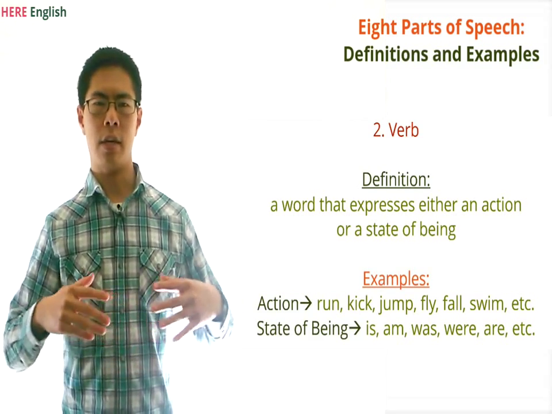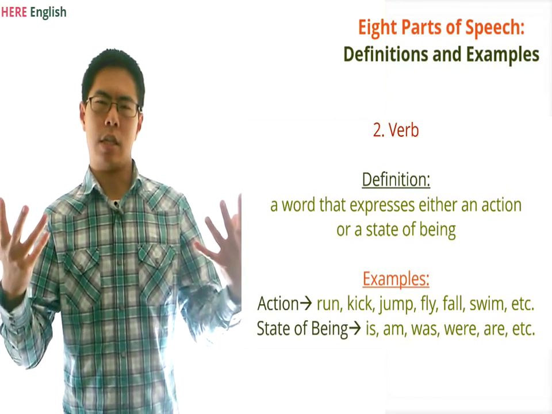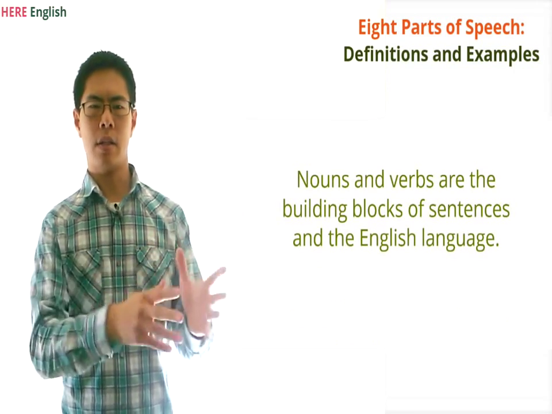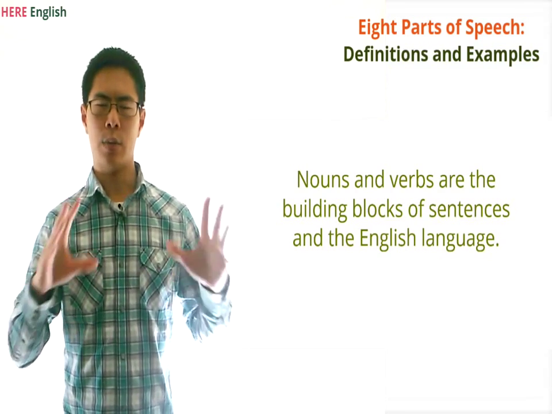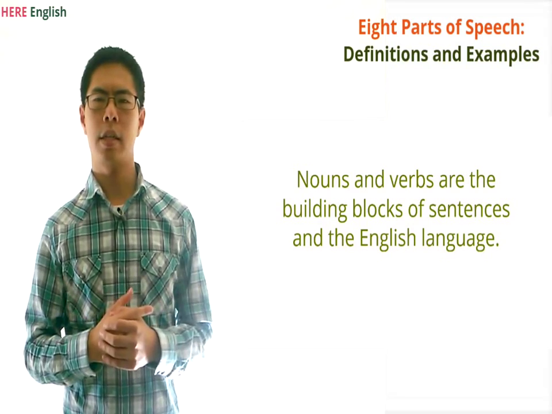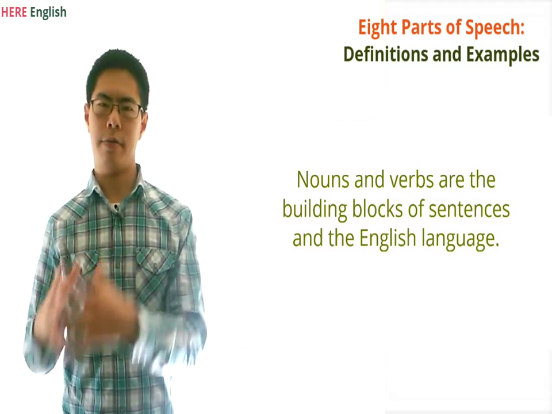Action verbs are words that convey doing something, and a state of being verb is a word that conveys, well, just being. The reason why our first 2 parts of speech are nouns and verbs is because nouns and verbs are the foundation of sentences, as well as the foundation of the English language itself. All complete sentences must include at least some kind of noun and some kind of verb.